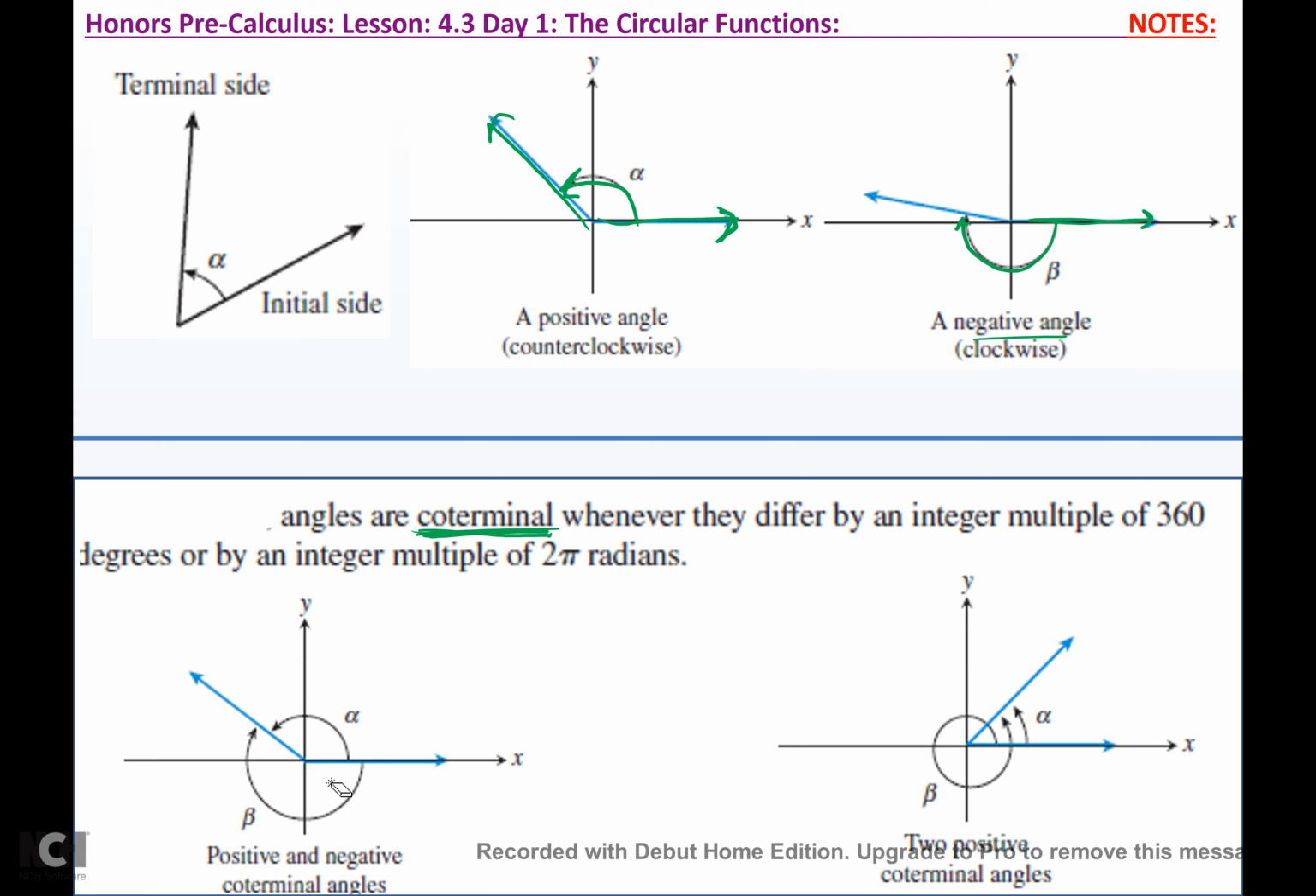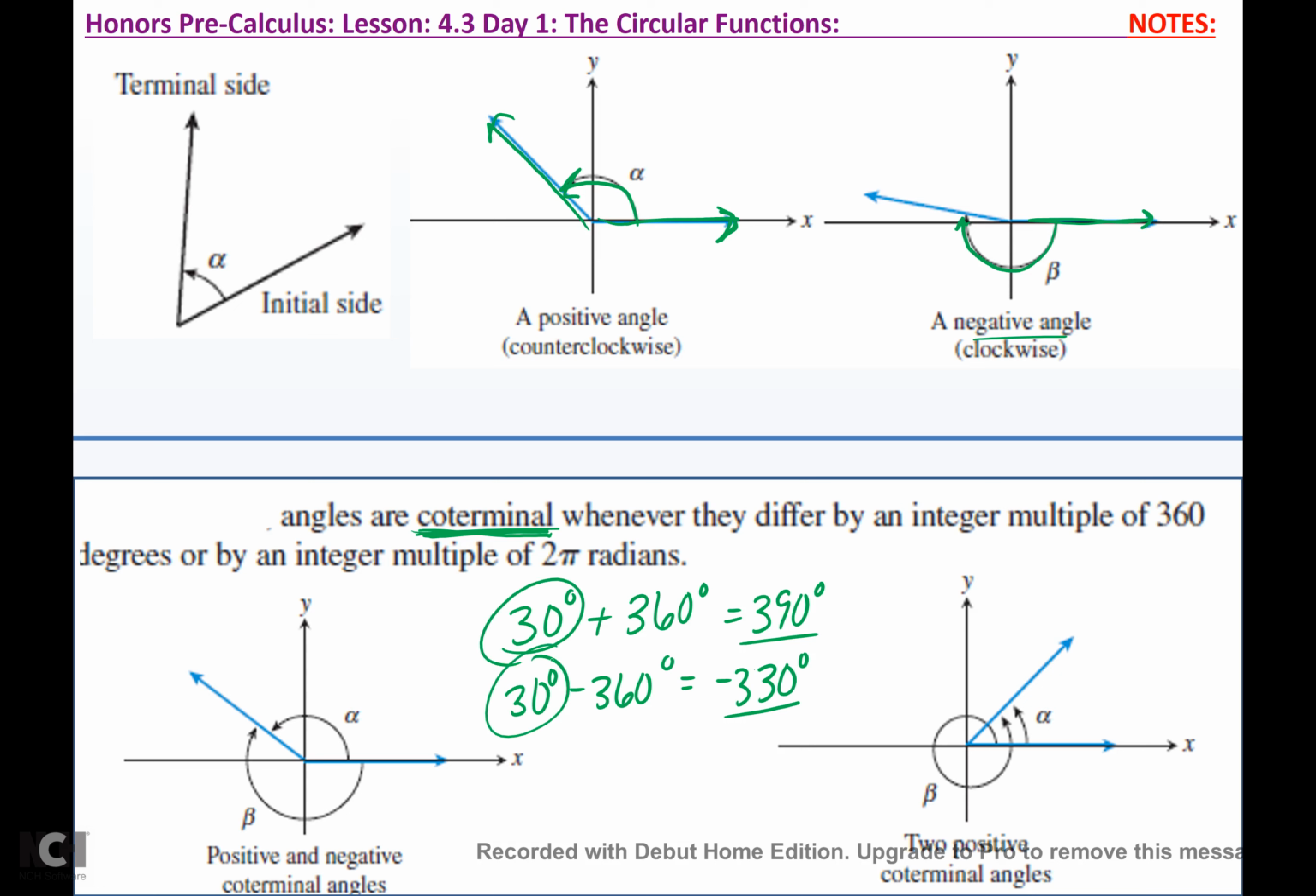So let's say that I was trying to find a coterminal angle of 30 degrees. Well, if I want a positive coterminal angle, I'd add 360, which would give me 390 degrees. And if I wanted a negative coterminal angle, I would subtract 360, which would give me negative 330 degrees. These two angles would be in the same position as 30 degrees. It would just have an extra wrap around the circle.